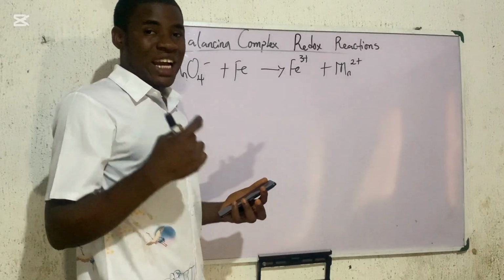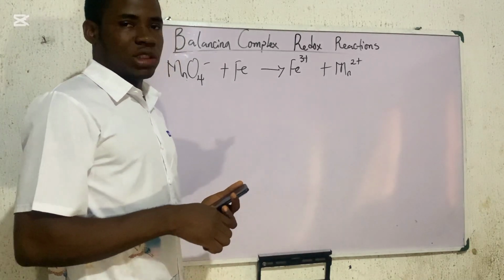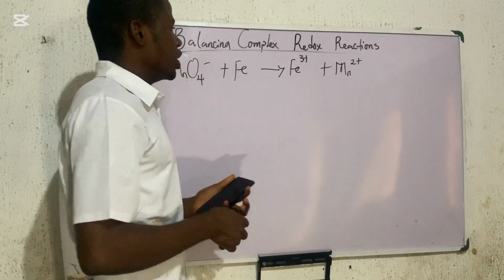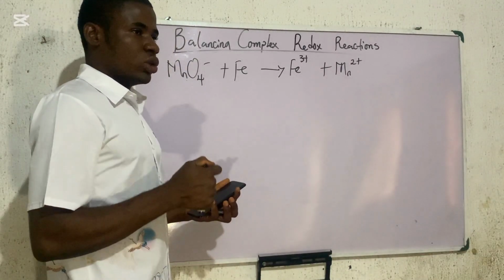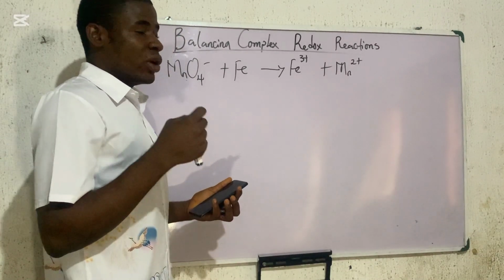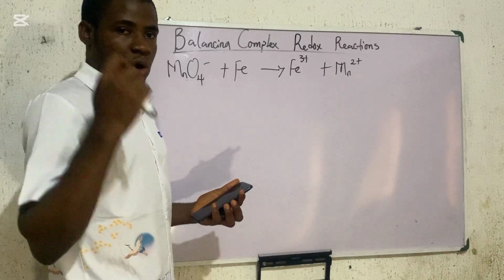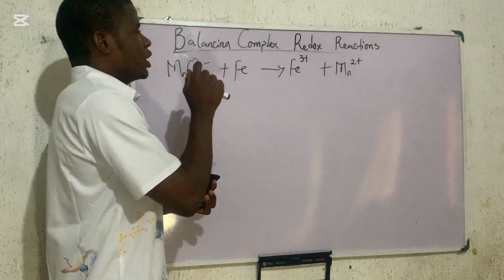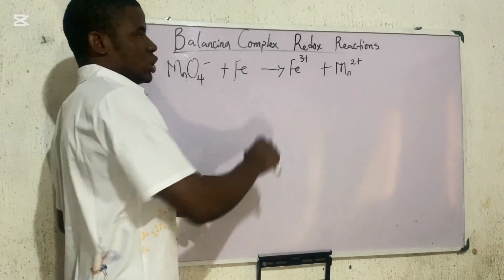We should know that redox reactions are reactions where electron transfer occurs. So it is actually reduction-oxidation reaction. In a redox reaction, reduction occurs while equally oxidation also occurs. Now we need to balance this complex redox reaction.